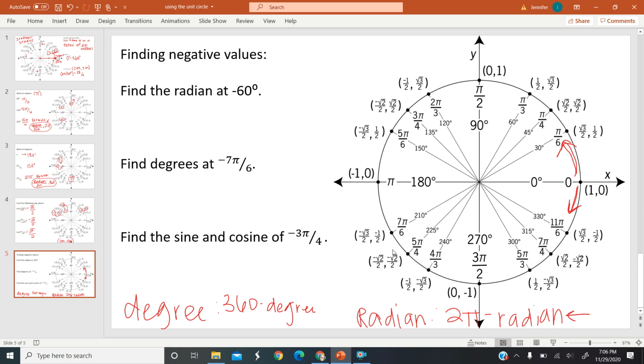But this method can be a little bit tricky because you end up having to subtract some fractions, and you have to find common denominators and all of that. So there is another method as well. If you're finding negative values, what you can do is find the original value and then flip it over the x-axis. Just like with graphs, whenever you put a negative out front, it flips it upside down.